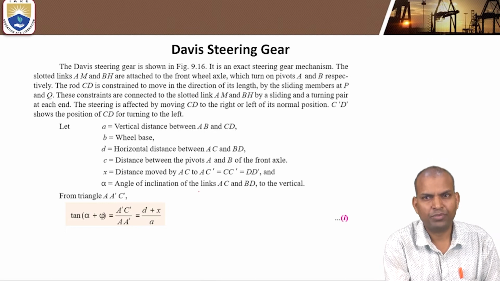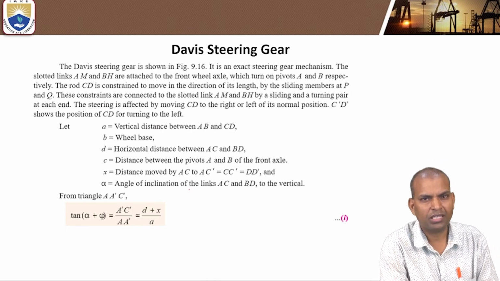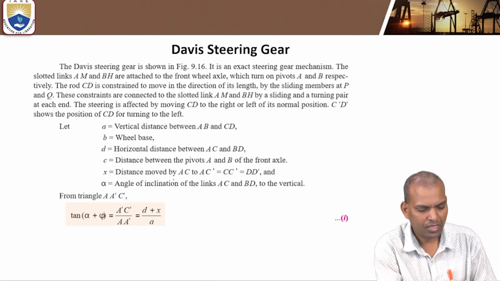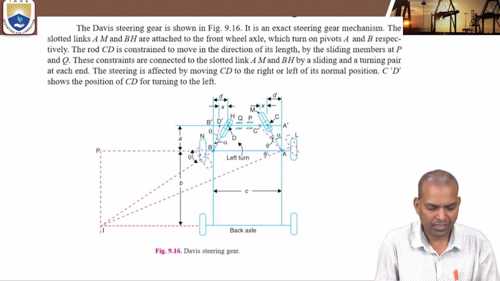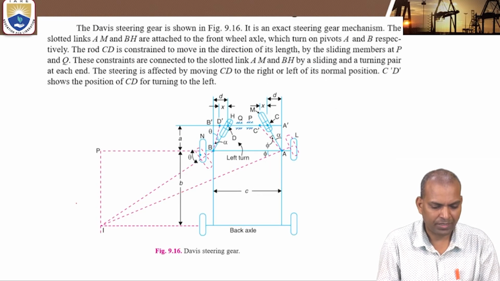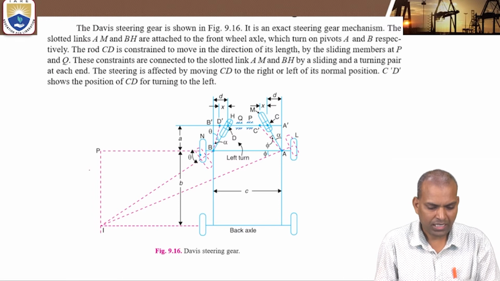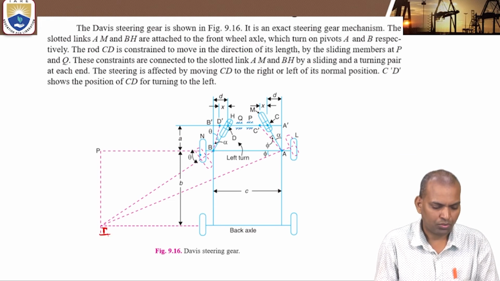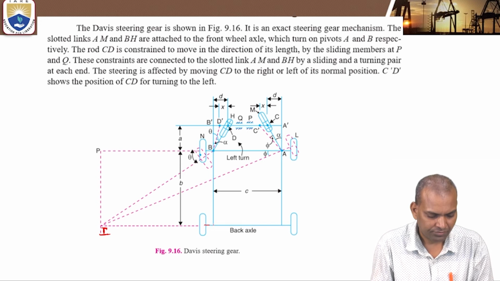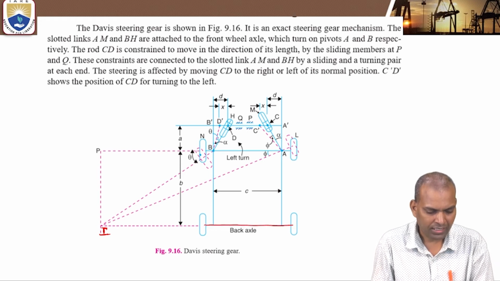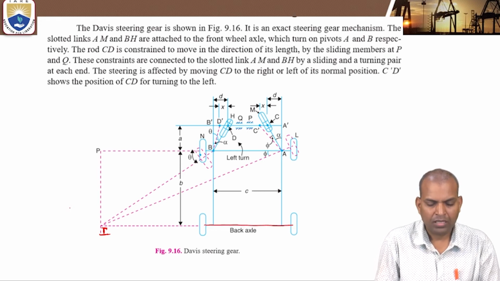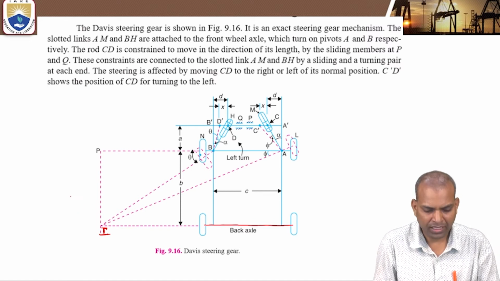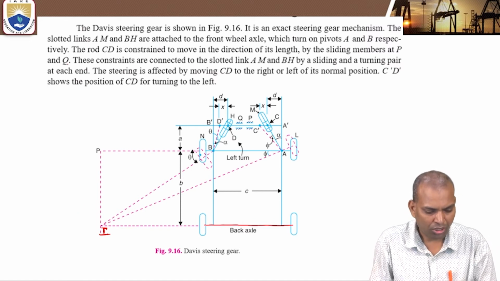Now there are various types of mechanisms. One of the mechanisms is the Davis steering gear mechanism. Okay, it is an exact steering gear mechanism, where this is the P, this I is the I center, and this is the back axle and it is the front axle. The slotted links are there.